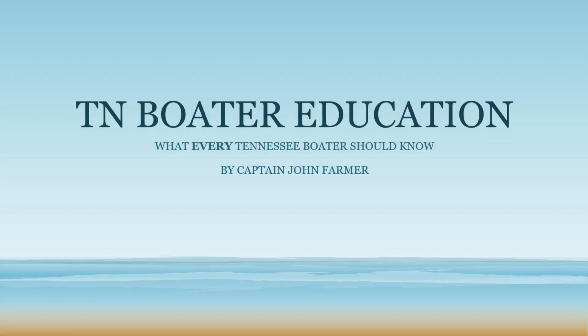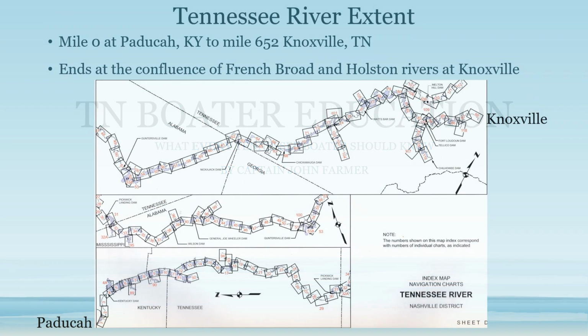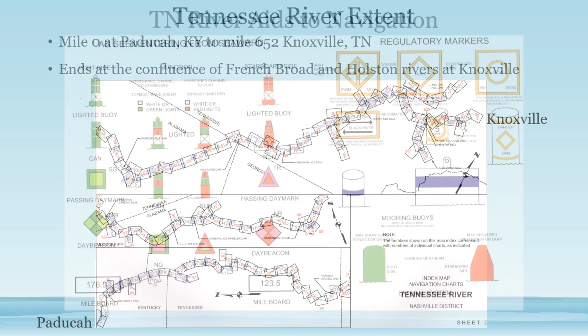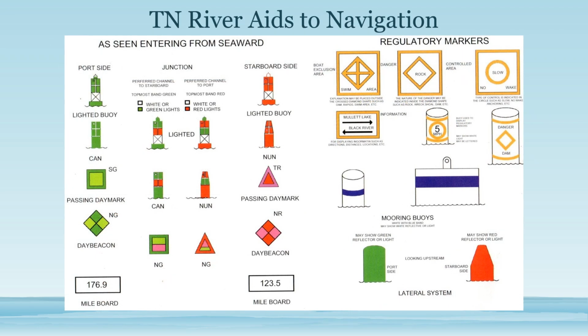Welcome to a brief 10-minute explanation of what every Tennessee River boater should know. This is the index of pages in the official Corps of Engineers Folio Tennessee River Chart Book. These are the river aids to navigation that you should recognize and understand.